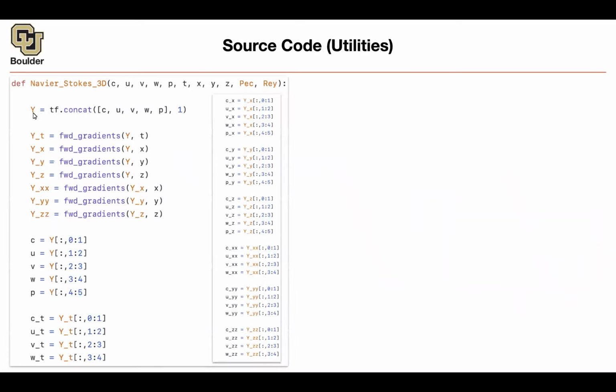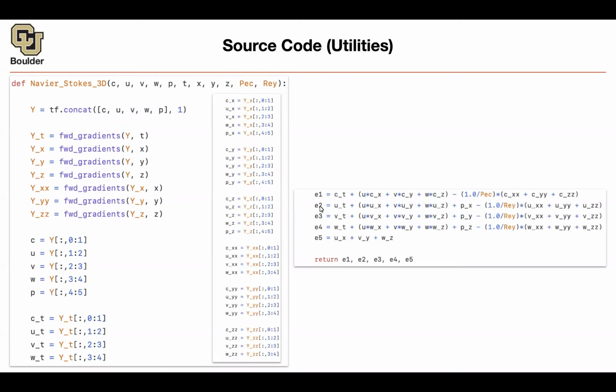So you create your neural network, which is going to output concentration, U, V, W, and P. This is exactly the figure that I showed. Then we are going to call forward gradients 7 times. And then we are going to collect this: our concentration, the derivative of the concentration with respect to X, Y, X twice. And then we are going to return our equations. These are Navier-Stokes.